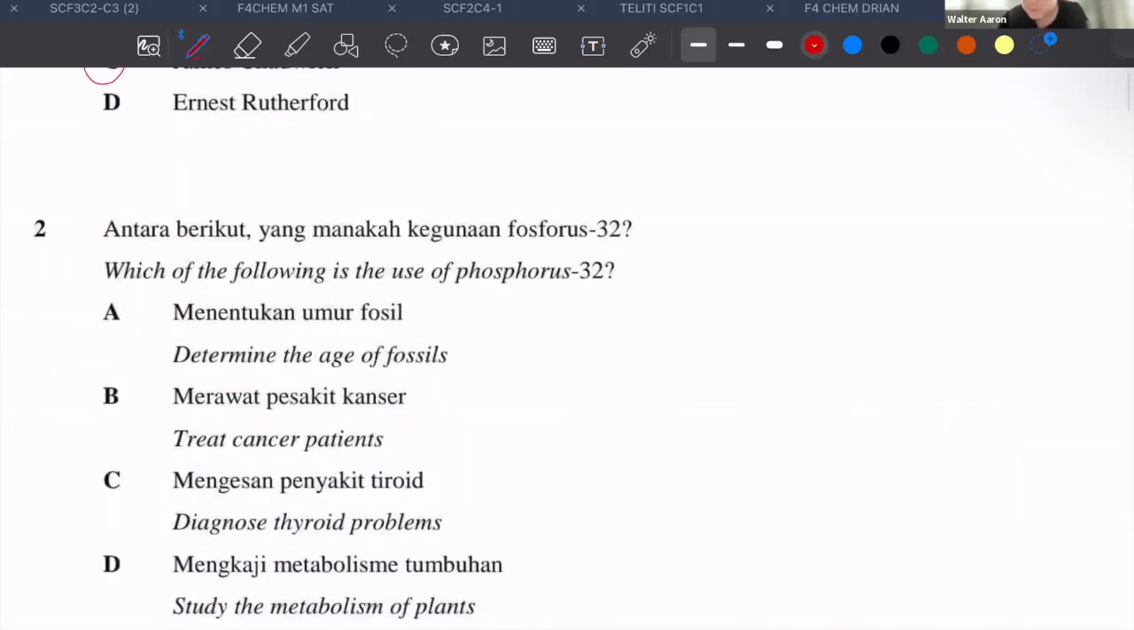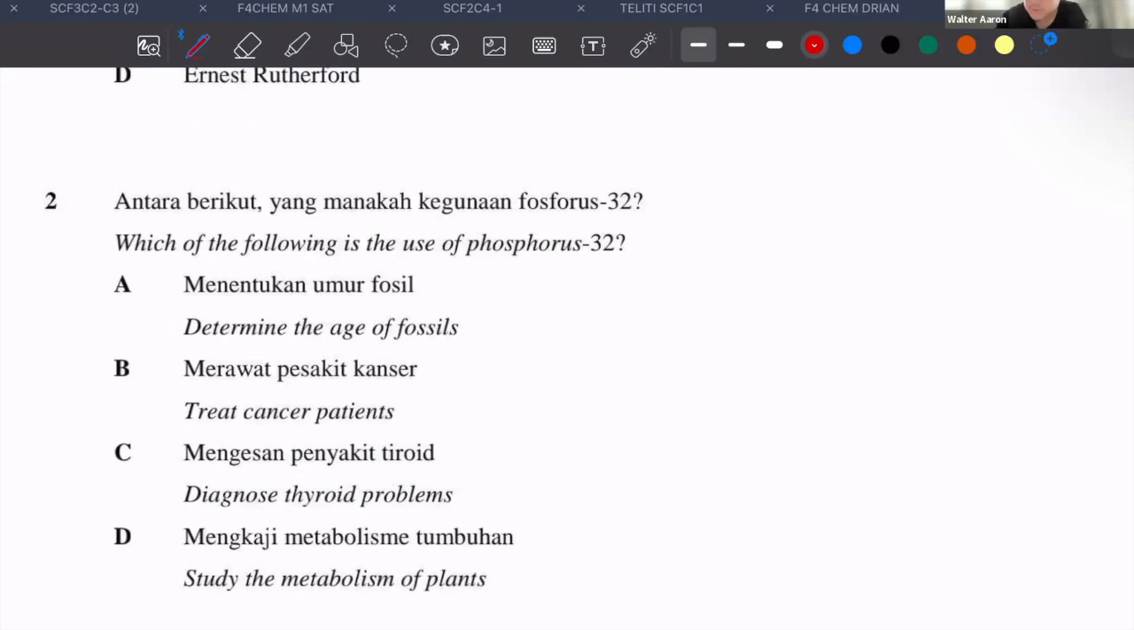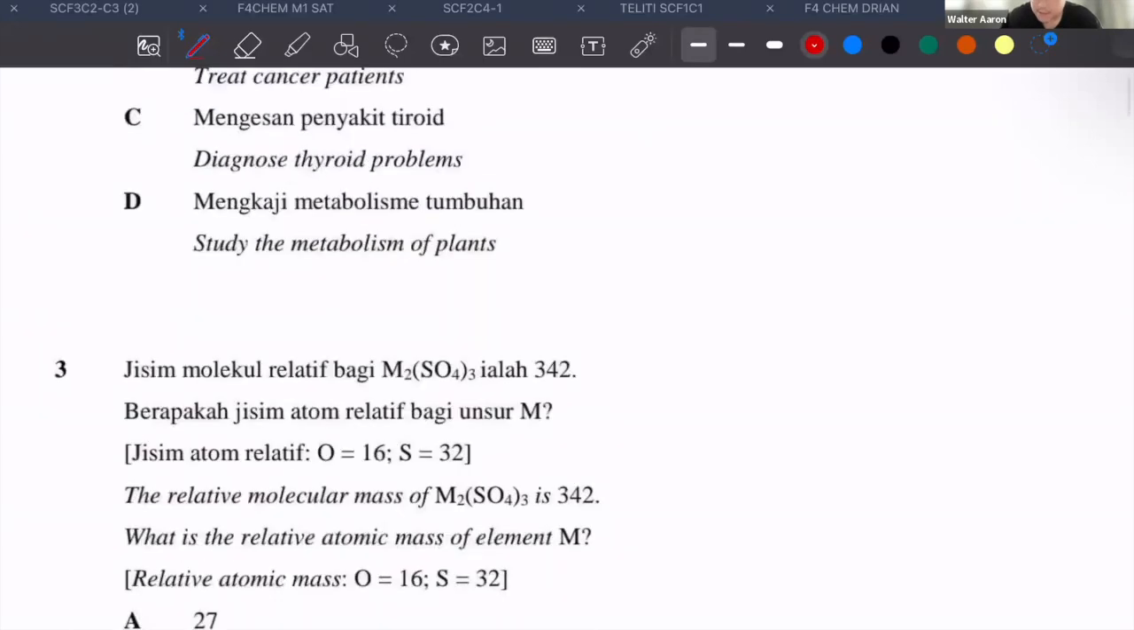And number 2, which of the following is the use of phosphorus 32? Phosphorus 32 has a main function of determining the amount of fertilizer intake by plants. Phosphorus is incorporated into fertilizers in the form of a phosphate, and because it's radioactive, scientists are able to trace the amount of radioactive particles inside the plant. The more fertilizer the plant takes in, the more radiation can be found in the plant. So the answer for number 2 here will be to study the metabolism of the plant. So for number 2, the answer is donkey.